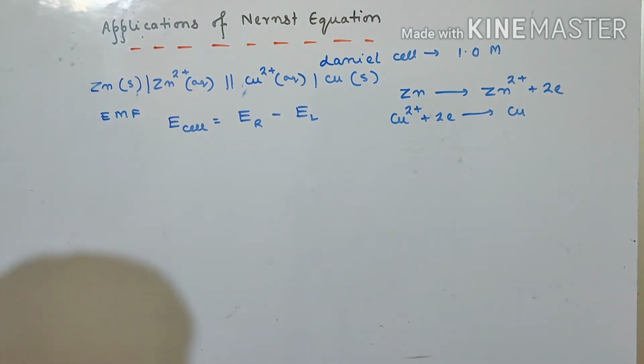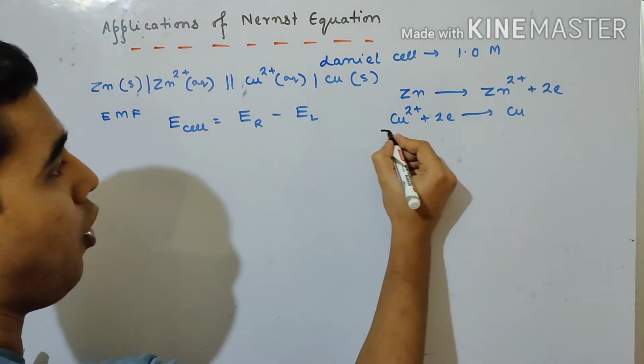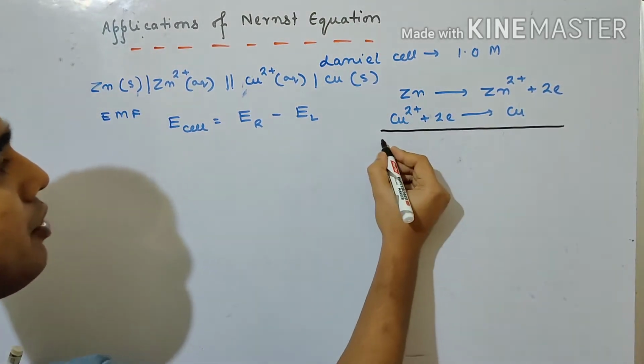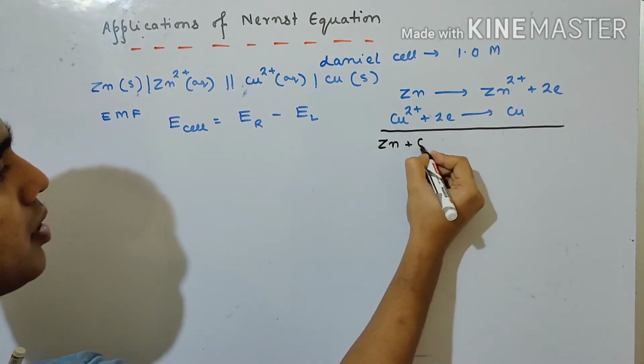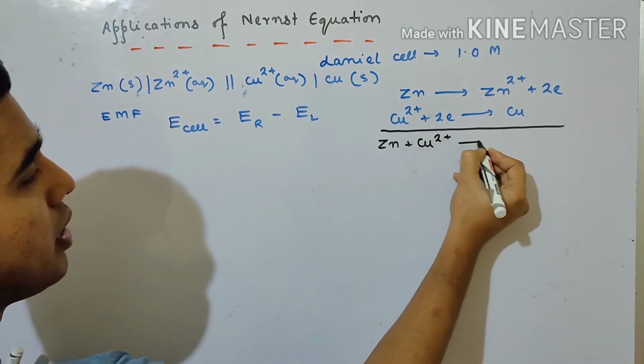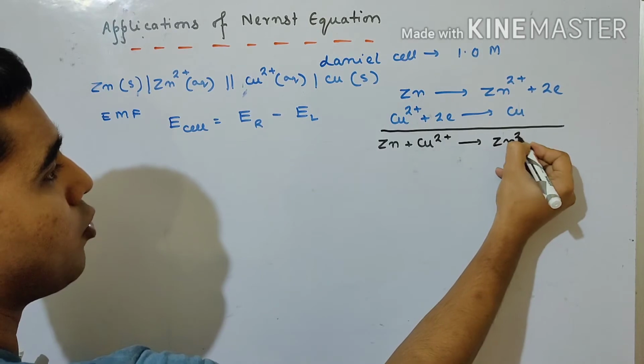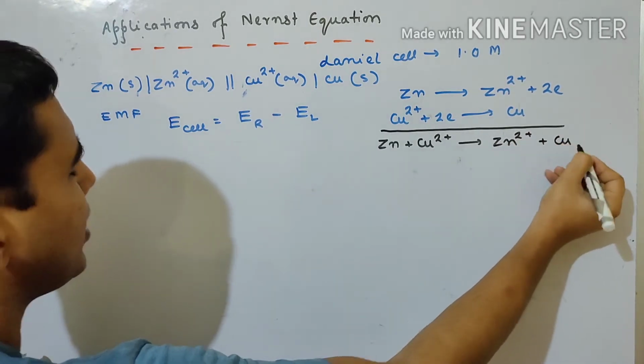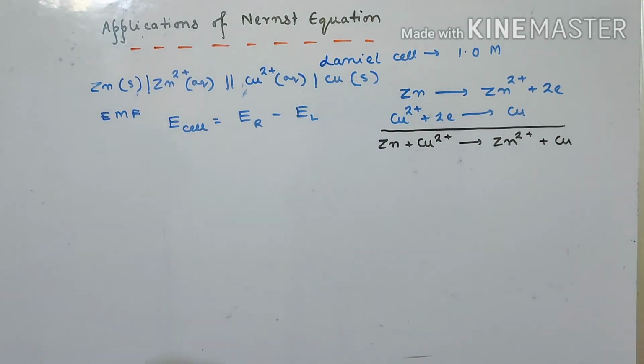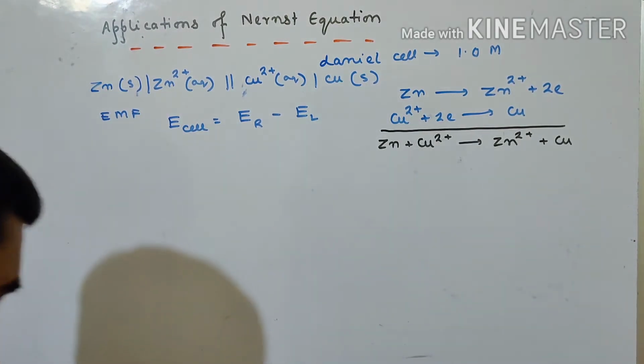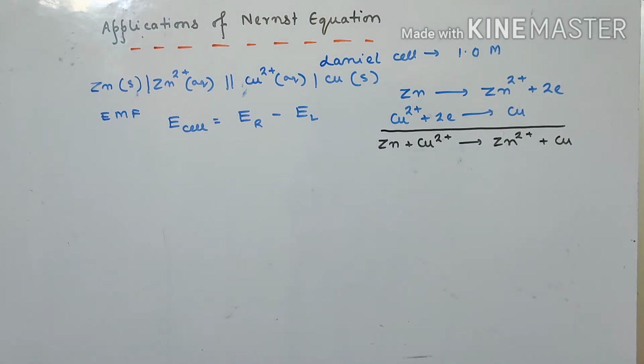As the resulting equation, we all know that it will be zinc plus Cu2+ giving rise to Zn2+ plus copper. This much we have discussed earlier also. There is nothing new in it. But from here on, we have to calculate E cell. Let us see how we can calculate this E cell using the Nernst equation.